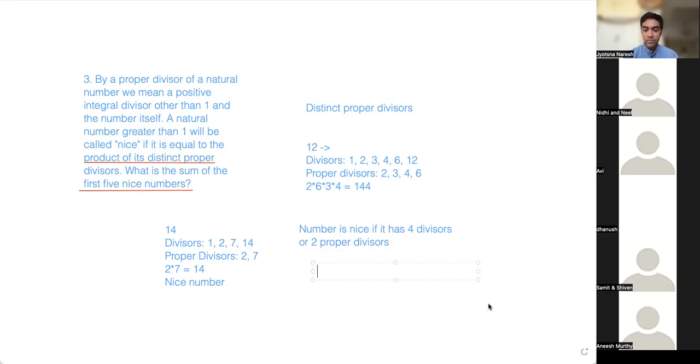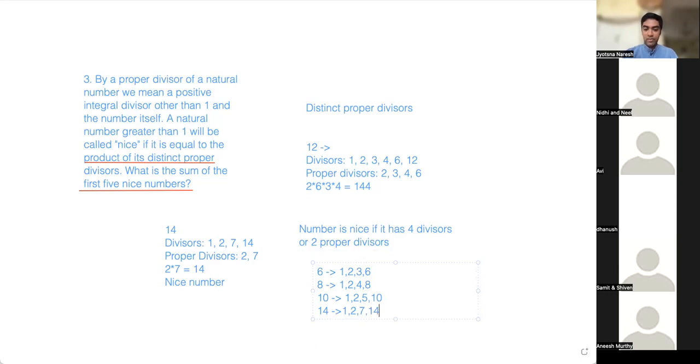6 and 8. Good, 6 and 8. So 6, what are 6's divisors? 1, 2, 3, and 6. Good. 8? 1, 2, 4, 8. Good. What else? 10. Good. What are its divisors? 1, 2, 5, and 10. What else? 14. Good. 1, 2, 7, 14.